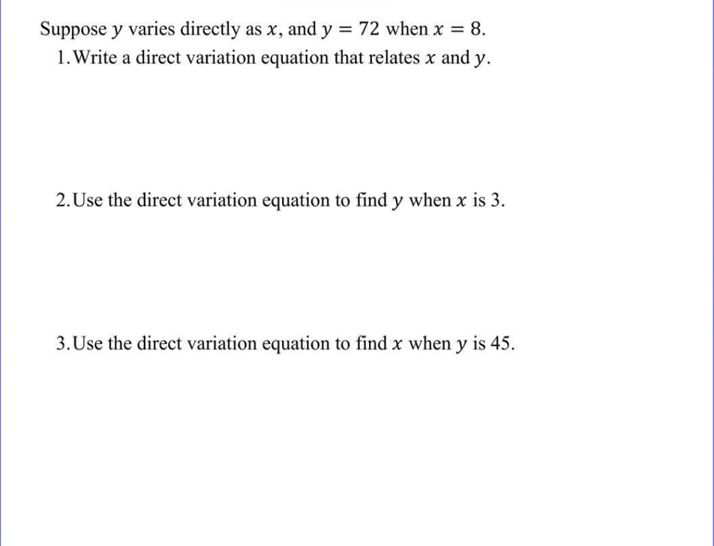You're going to see lots of problems like this. Suppose y varies directly as x, and y equals 72 and x equals 8. If you see this, suppose y varies directly as x, and then they tell you that y is something when x is something. You have to solve these problems the same way every time. Because they said varies directly, that means that this equation that you're looking for is a direct variation equation. And my direct variation equation is what? Y equals kx, yeah. So as soon as I see this phrase right here, I know that I need to work with y equals kx.